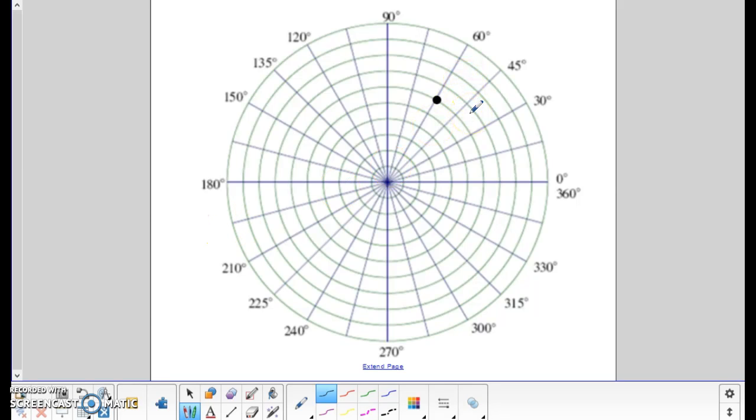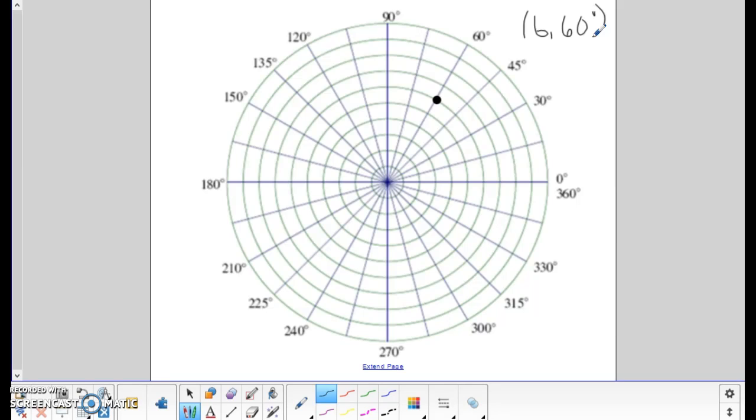Okay, so we plotted those. Now let's think about the 4 ways that we can write this point. First let's figure out what the radius is. It's 1, 2, 3, 4, 5, 6. So it's 6 units out. One way we could write that, the easiest way, is the radius is 6 and the angle is 60 degrees.